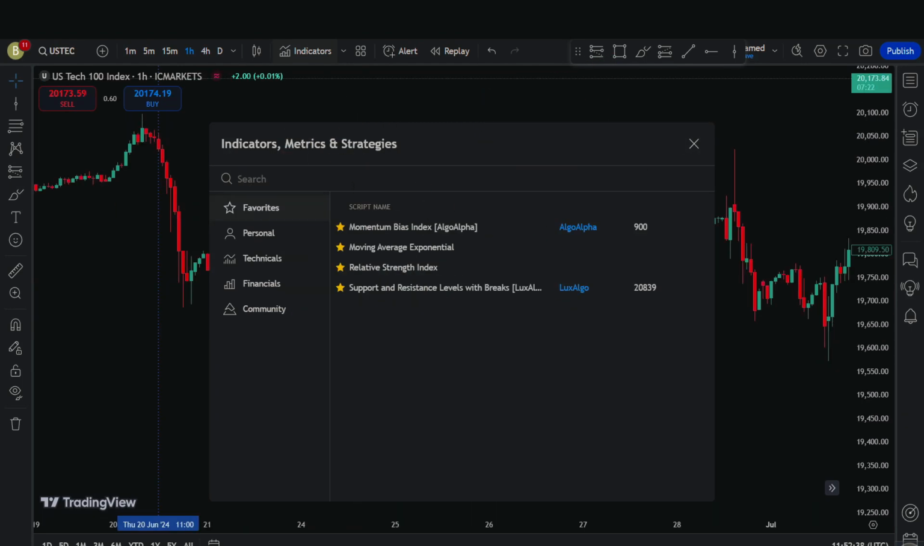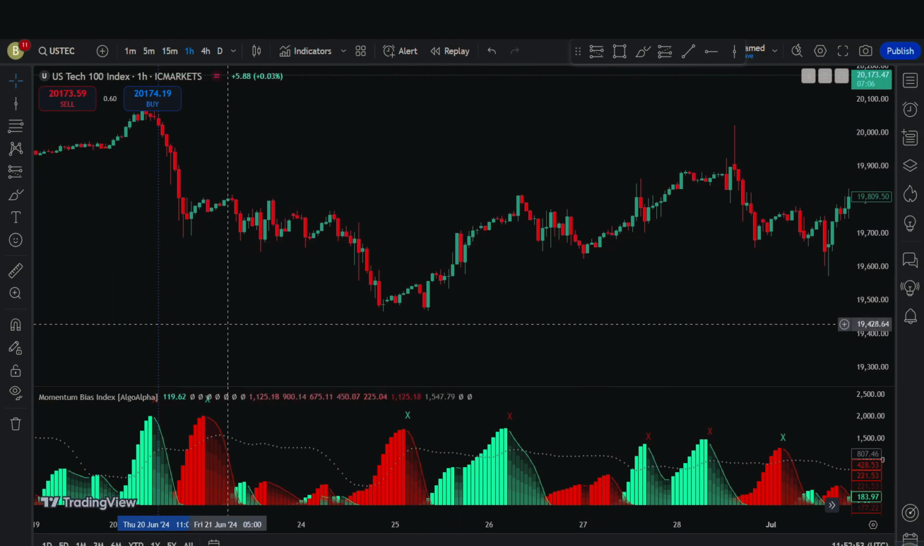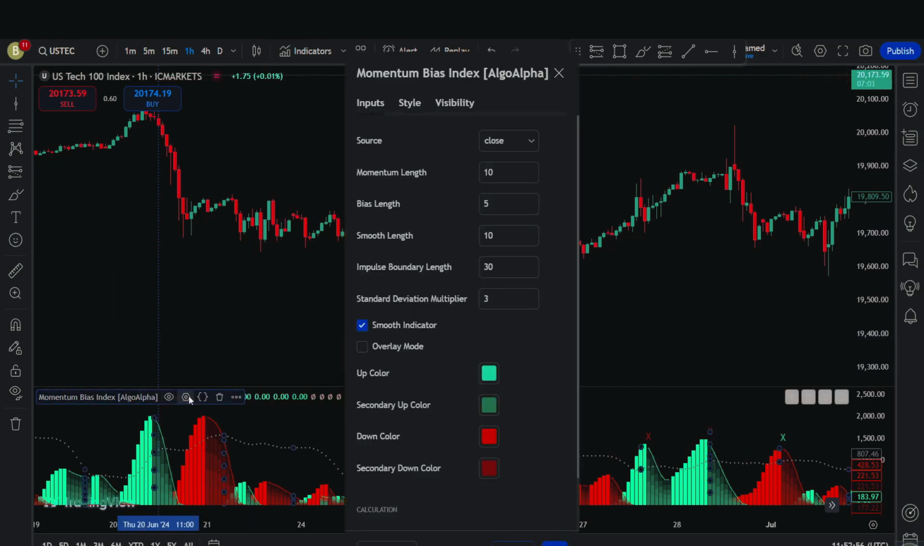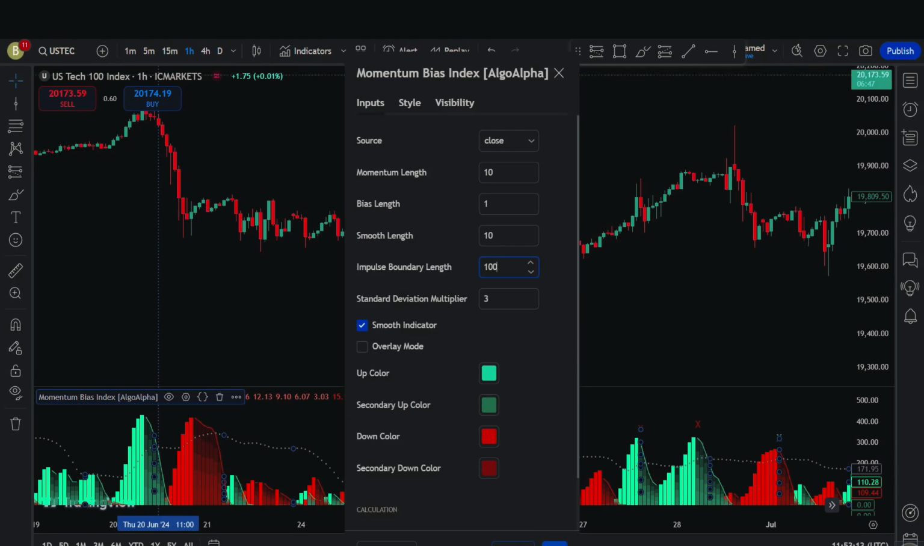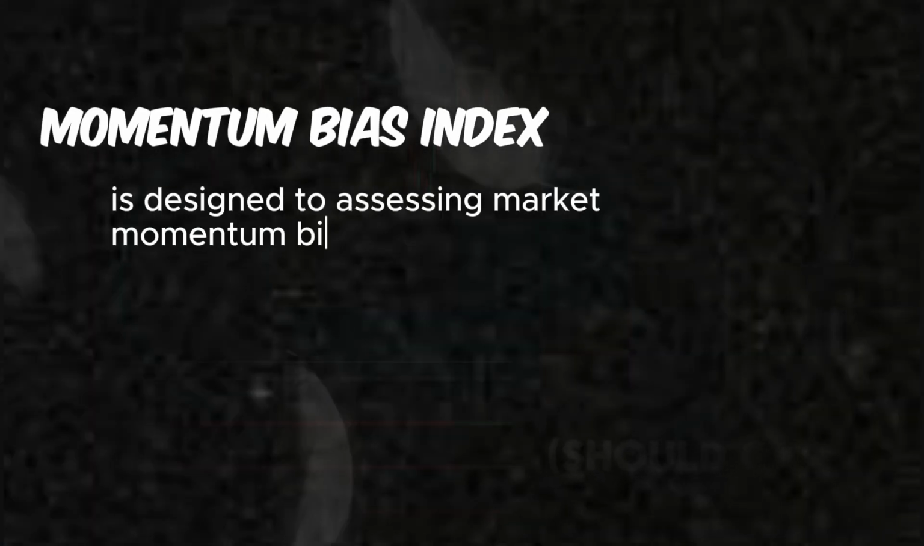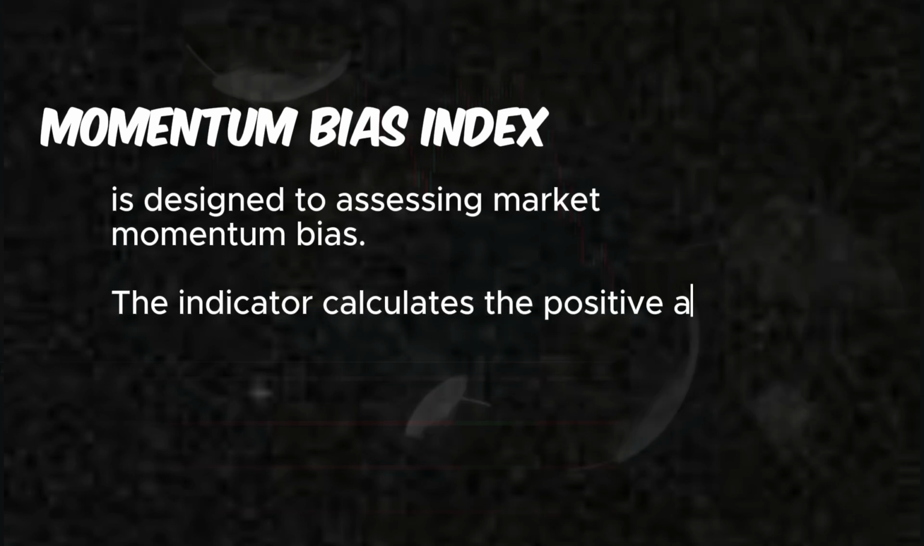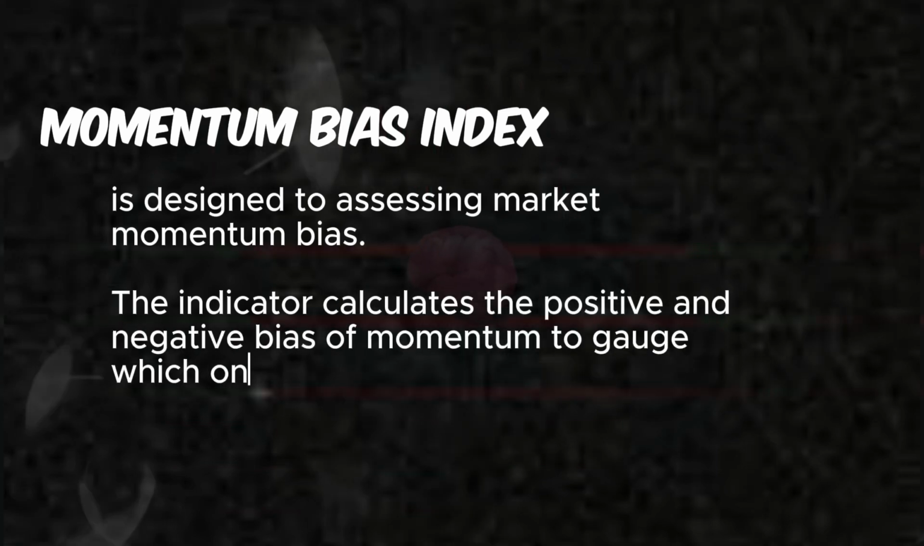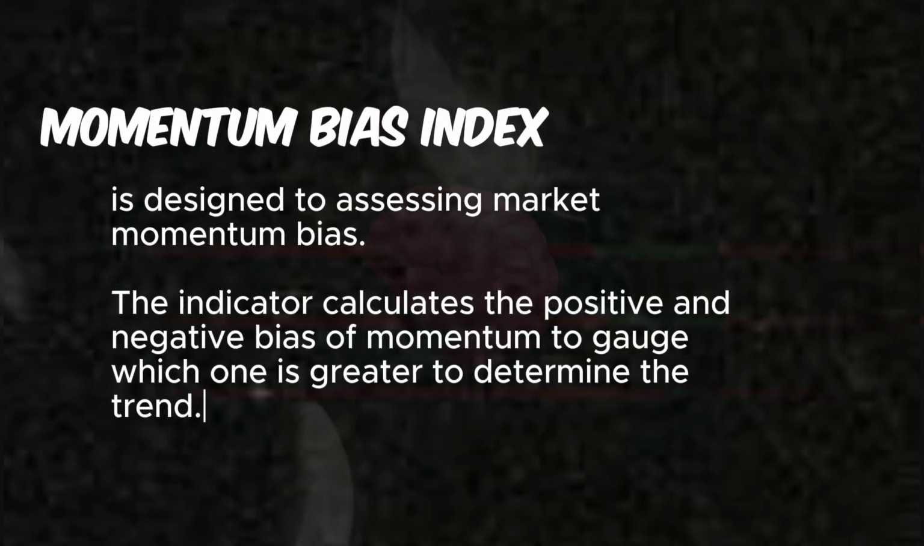Head over to indicators and search for Momentum Bias Index. Add it to your chart. Next, navigate to the indicator settings and adjust the inputs as follows. Change bias length from 5 to 1 and impulse boundary length from 30 to 100. The Momentum Bias Index is designed to assess market momentum bias. The indicator calculates the positive and negative bias of momentum to gauge which one is greater to determine the trend.